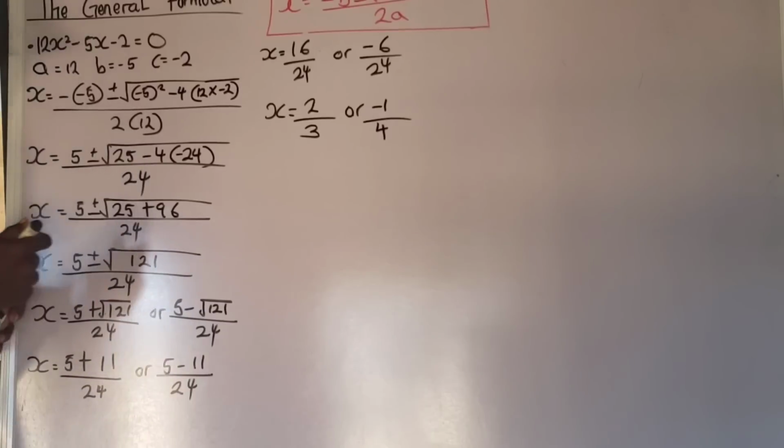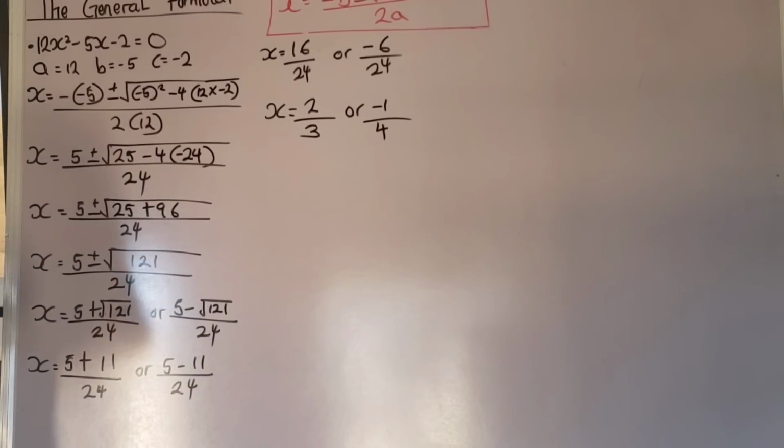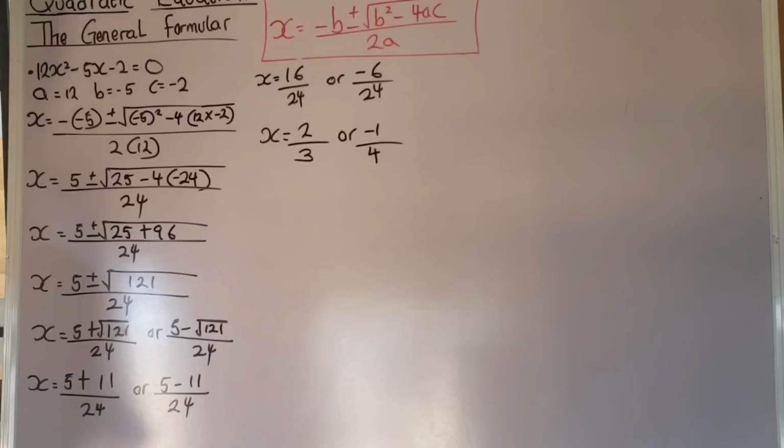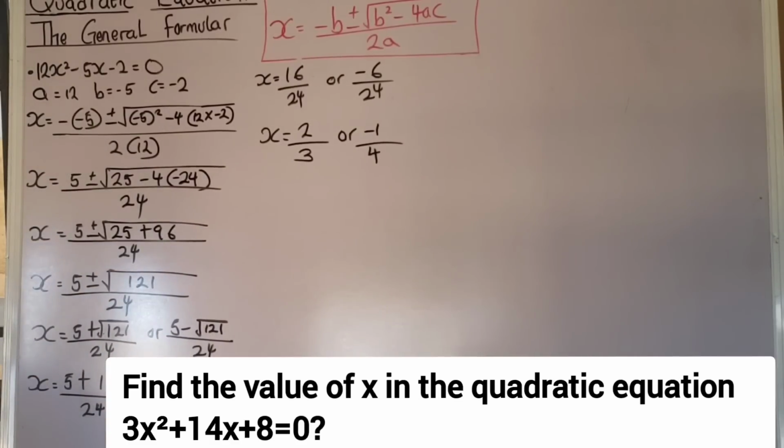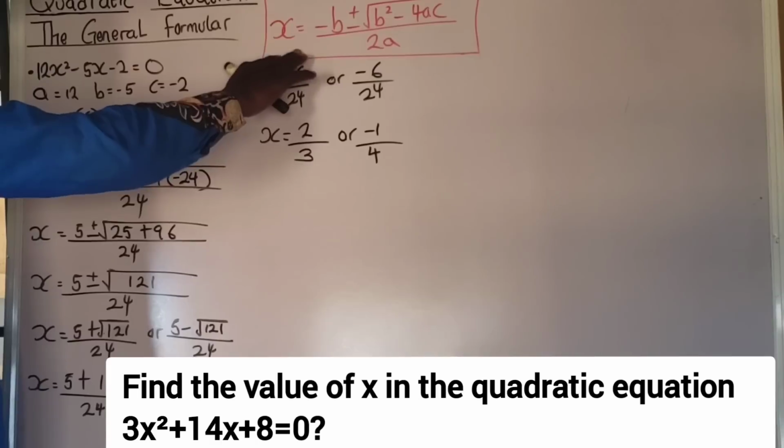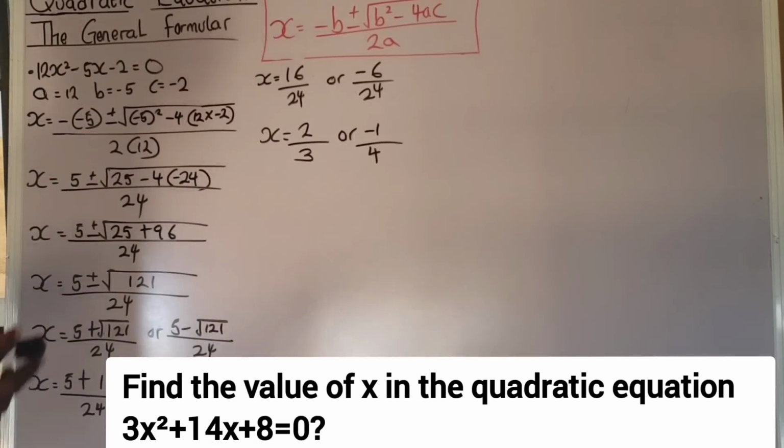So the values of x that make the quadratic equation 12x squared minus 5x minus 2 equal to 0 are 2 over 3, or negative 1 over 4. So let's have another question. We are asked to find the value of x in the quadratic equation 3x squared plus 14x plus 8 equals 0 using the formula method. Whether the question says using the formula method, the general formula, or the quadratic formula, it's also referring to this formula. So don't be confused.